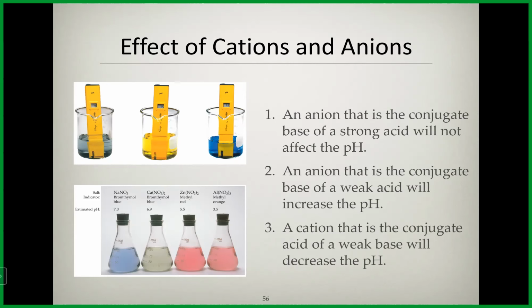And then when we're looking at cations and anions collectively, what we're going to see is, depending on if that ion is part of a conjugate pair with a strong base, a strong acid, weak base, whatever it's going to be, we'll be able to see how that affects the pH of that solution with that ion. And then the anion that is the conjugate base of a strong acid will not affect the pH. So let's see.